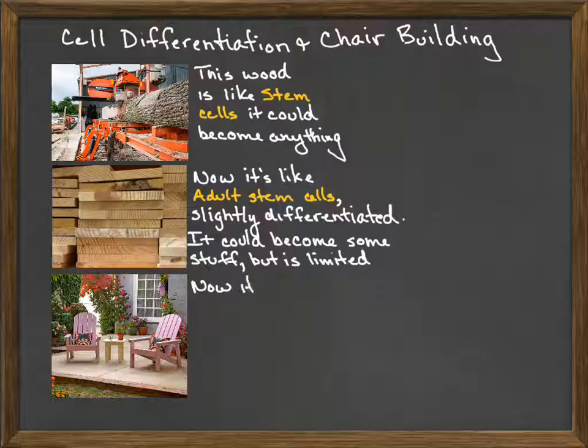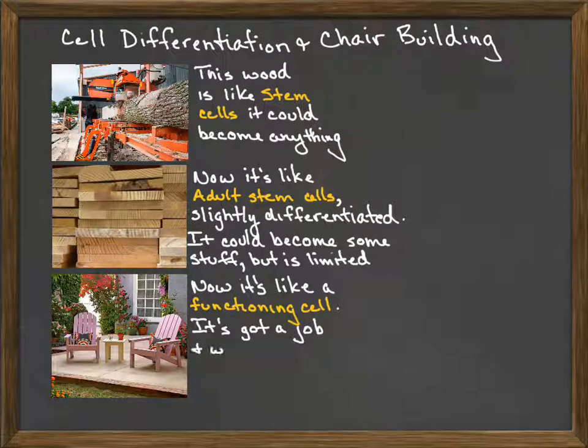So then now we have the final product, which is like a fully functioning cell. It has its job, and it will do that job. It is fully differentiated and can't do anything else but the job that it's now programmed to do. Just like the chair is now built to be a chair, that's what it will be.